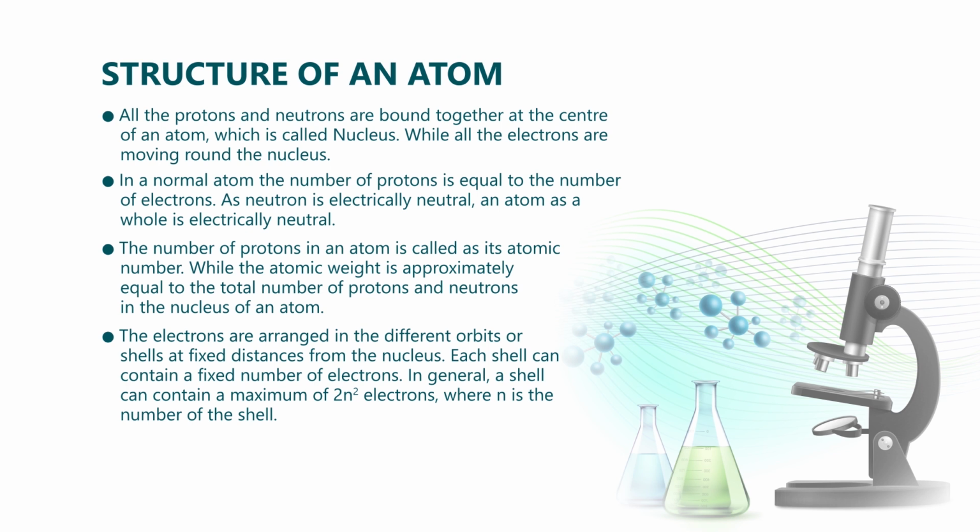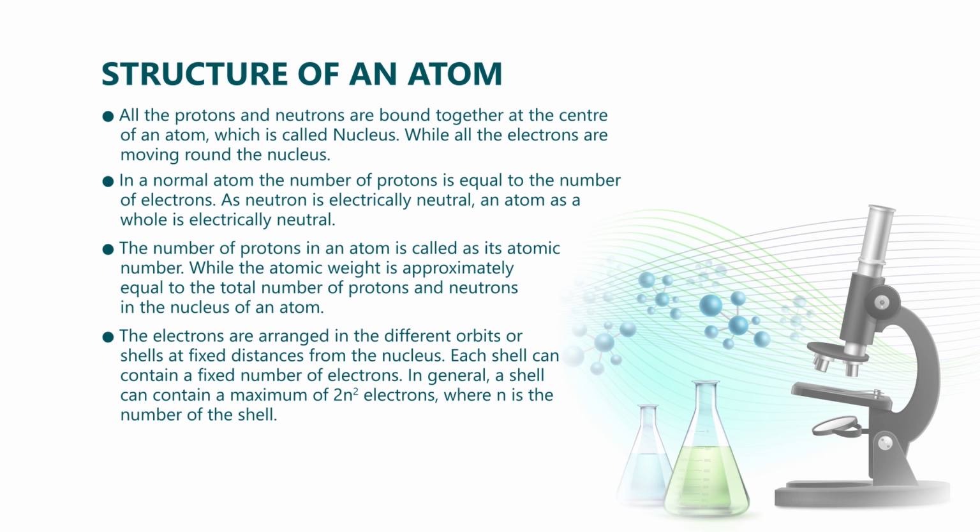The number of electrons in the shell is 2n². So, for the first shell, the shell number is 1, so 2 into 1 to the power of 2. 1 to the power of 2 is 1, and 2 into 1 is 2. Hence, the maximum number of electrons that the first orbit can occupy is 2. Let us see the second orbit.